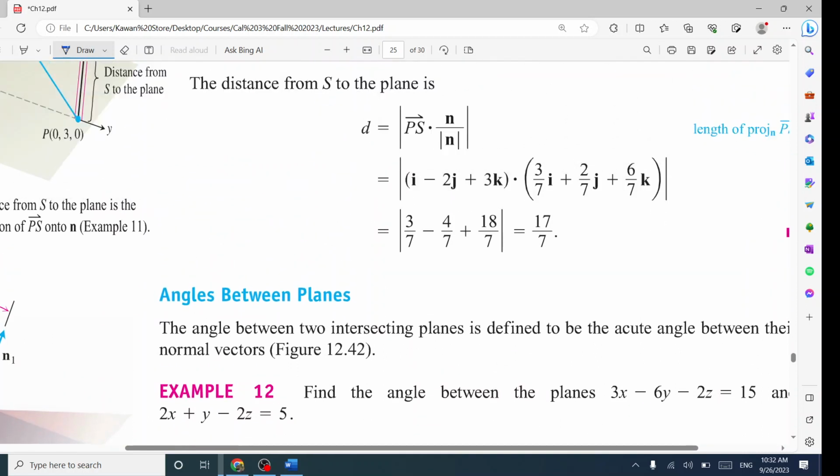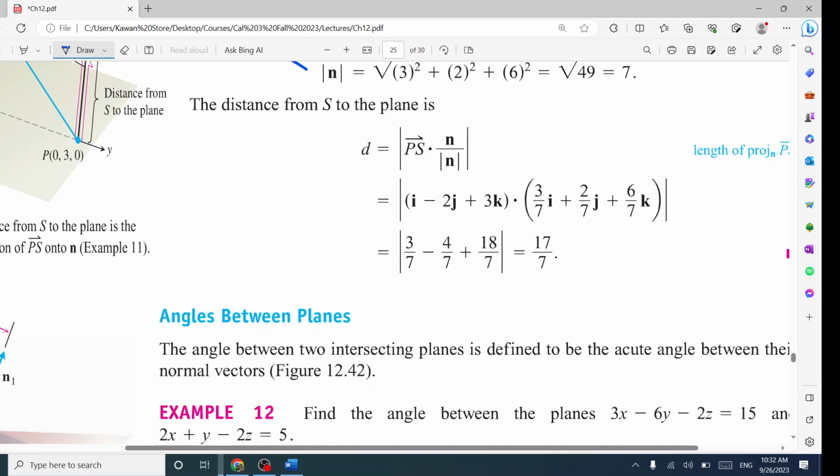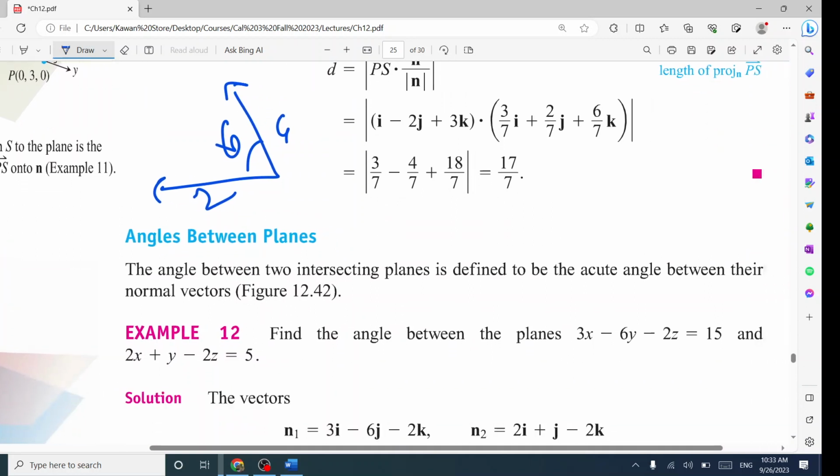If you remember, we said if I have two vectors, u and v, we can find the angle between them, right? Now I have two planes. You see two lines, two vectors. Now I have two planes. How do we find the angle? Using the normals, right? So the idea is to take the normal from the first plane and the normal from the second plane.